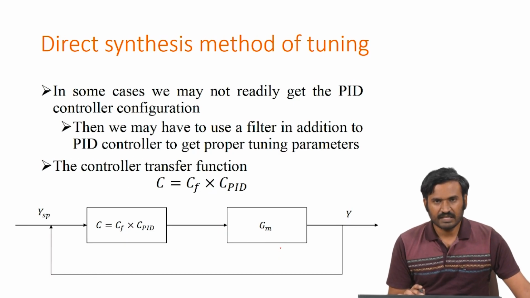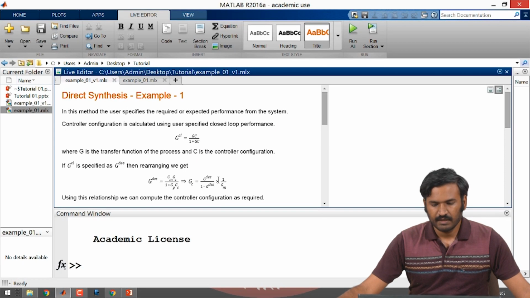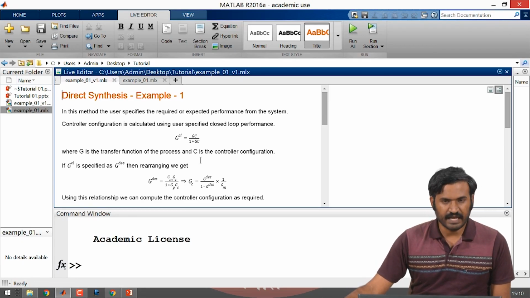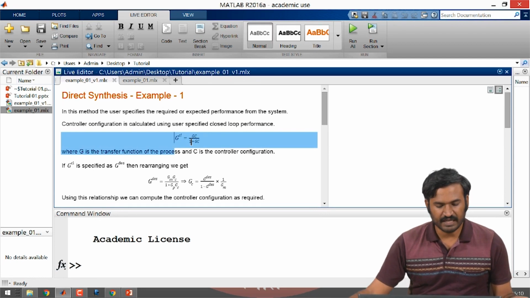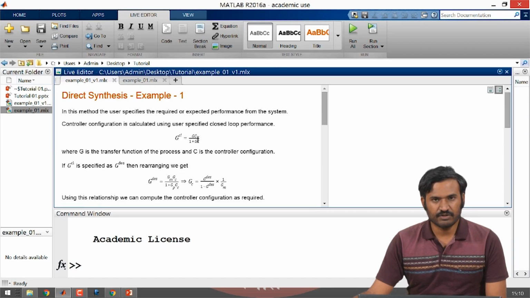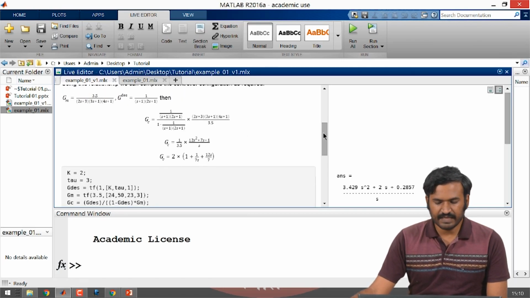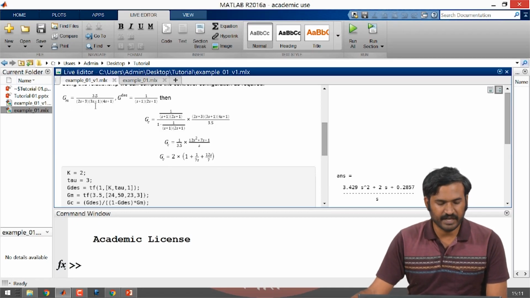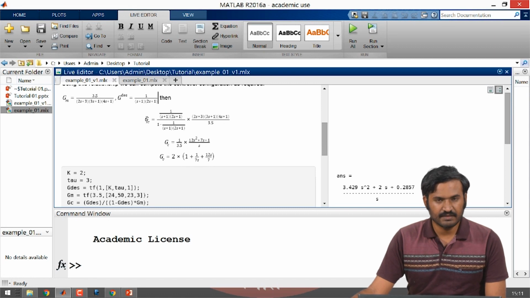Now let us look at how we can calculate the direct synthesis method controller transfer function using a MATLAB example. As I have already told you, we specify the required closed loop transfer function GCL as G desired, and we back calculate the controller transfer function C. In this example, I have taken GM to be 3.5 by 2s plus 3 into 3s plus 1 plus 4 into 4s plus 1, and the G desired is mentioned here. Based on this, the controller transfer function GC can be calculated like this.